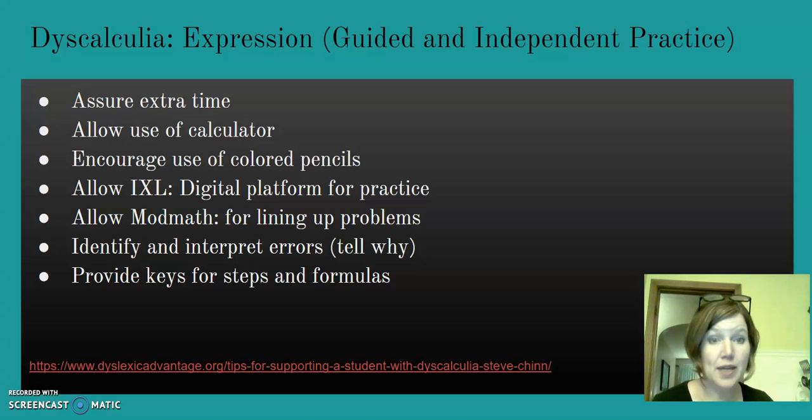They're going to need the use of a calculator or maybe a fact sheet. Get to the goal. If the goal isn't about just the operation of multiplication, then let them use the calculator. If the goal is to be able to go through the steps of long division, let them use the calculator to get the multiplication because they don't know their math facts. Encourage use of colored pencils or some other colored markers so that they can see the process and see different steps. And use digital platforms for practice, like IXL is an excellent one.